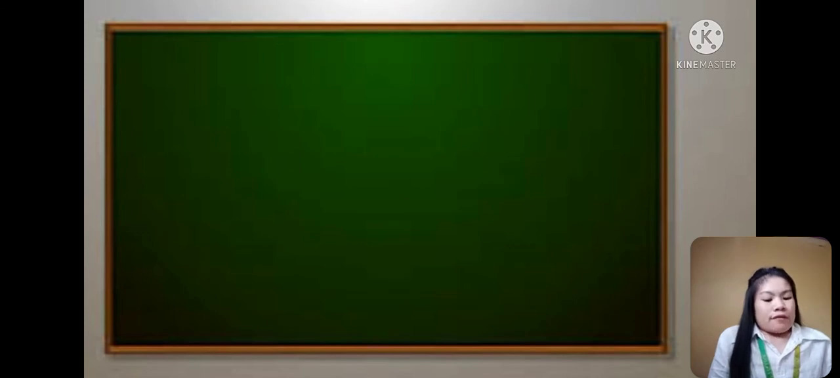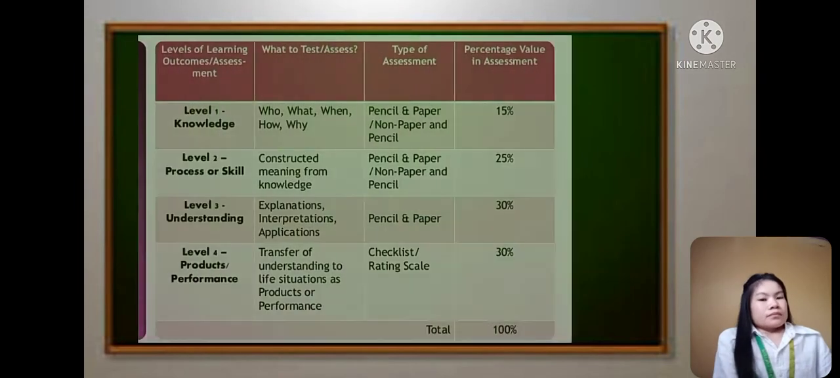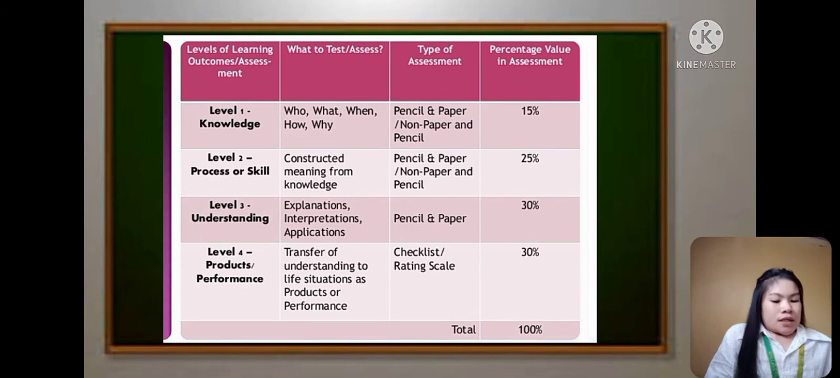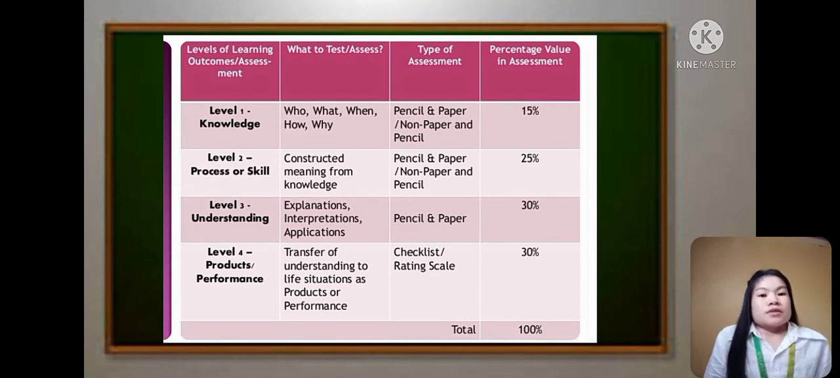In other words, the levels of assessment also follow the levels of thinking skills from lower level to higher level. Here are the levels of assessment. Outcomes or assessment. Level 1. Knowledge. What to assess: who, what, when, how, why. Type of assessment: pencil and paper, non-paper and pencil. Percentage value 15%. Level 2. Process or skill. Constructed meaning from knowledge. Type of assessment: pencil and paper, non-paper and pencil.